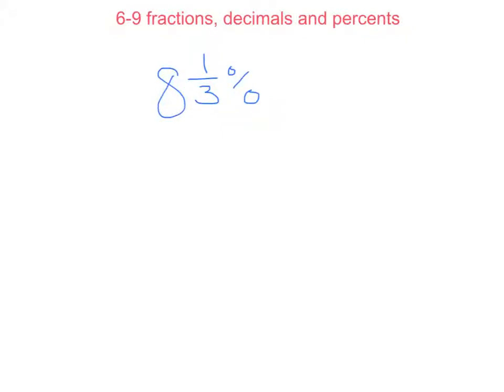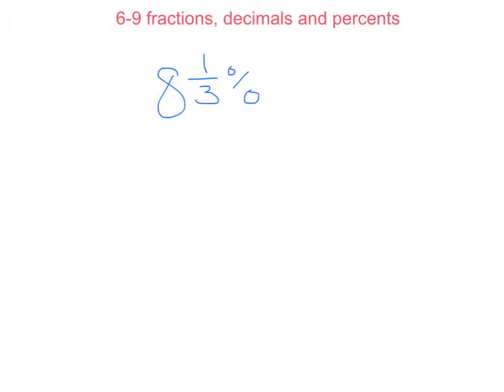Lesson 6-9, Fractions, Decimals, and Percents. So in Lesson 4-6, you wrote percents like 26% as fractions by writing fractions with denominators of 100 and then simplifying. You can use the same method to write percents like 8 1/3% in fraction form. So let's take a look at 8 1/3%.